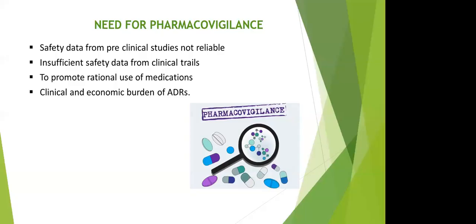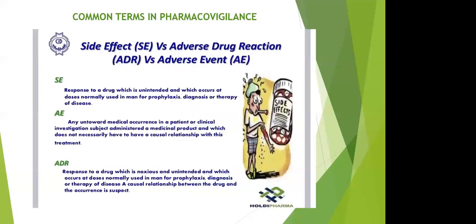Safety profile across diverse population. To promote the rational use of medication, we need pharmacovigilance and clinical and economic burdens of areas. To reduce the clinical and economic burdens of ADRs, we need pharmacovigilance. So common terms in pharmacovigilance: side effect versus adverse drug reaction versus adverse event.